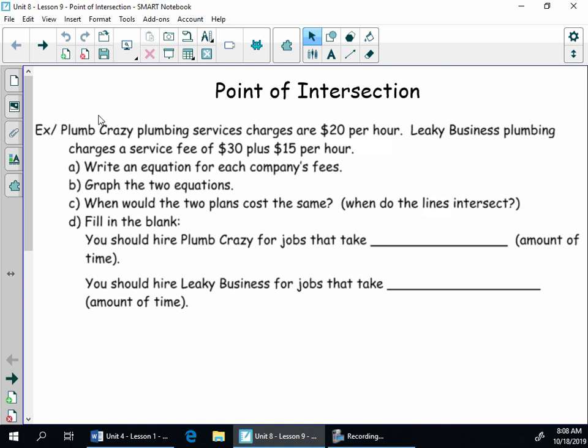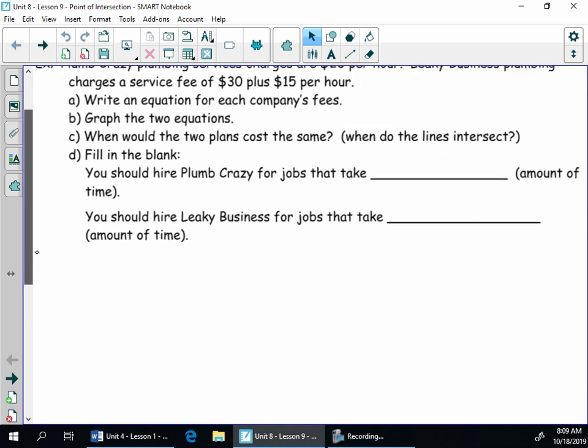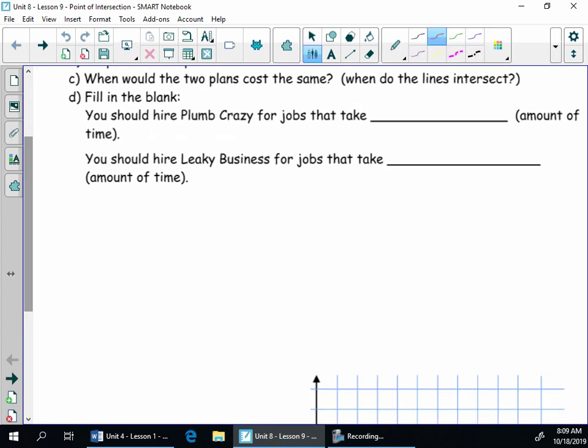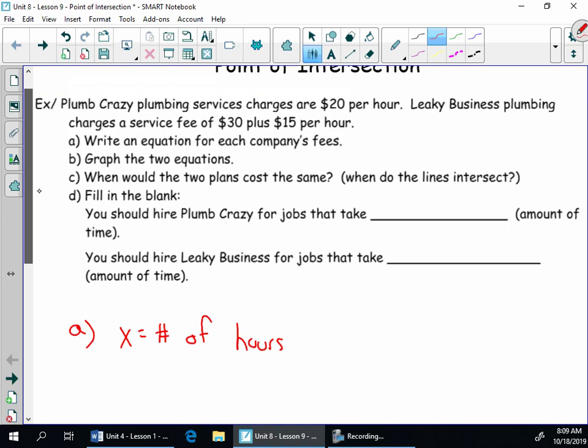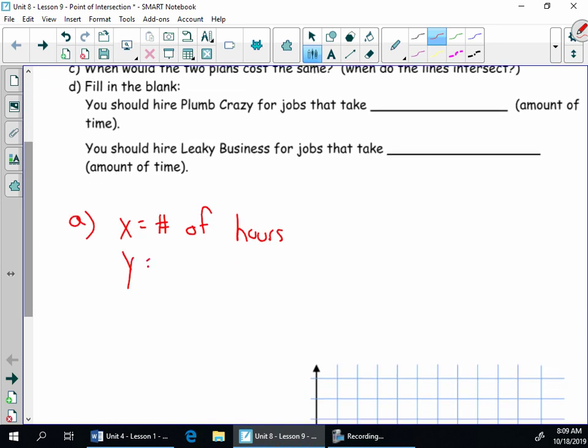So we've got Plum Crazy Plumbing Services. They charge $20 an hour. A competing business, Leaky Business Plumbing, charges a service fee of $30 plus $15 per hour. We want to write an equation for each company. So we have two different companies, each of which has an equation. Each of which has the same variables: the number of hours that you need them for, plus how much money they charge. Okay, there's our net statements.